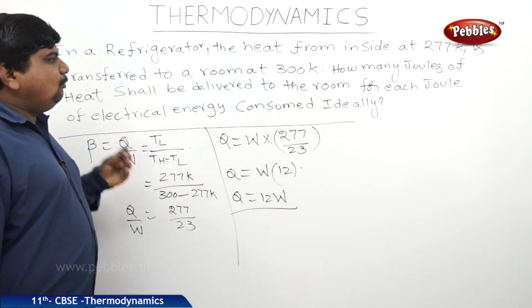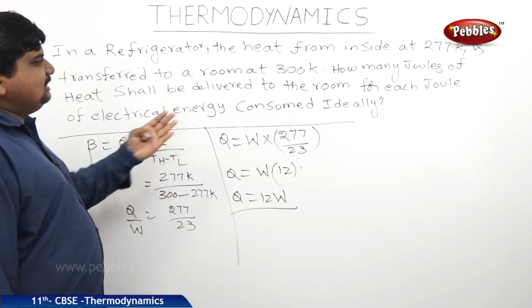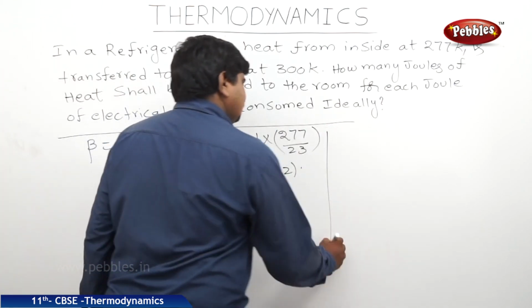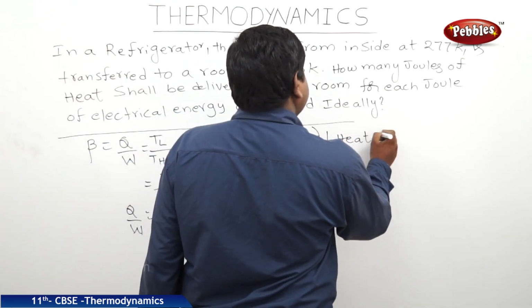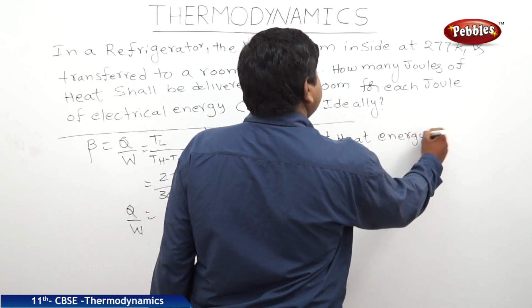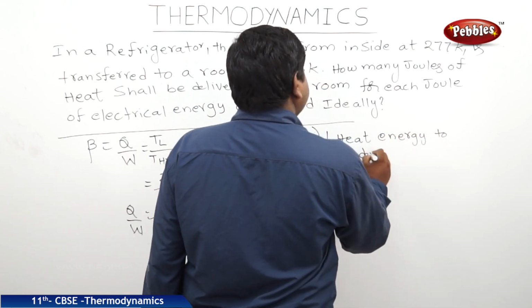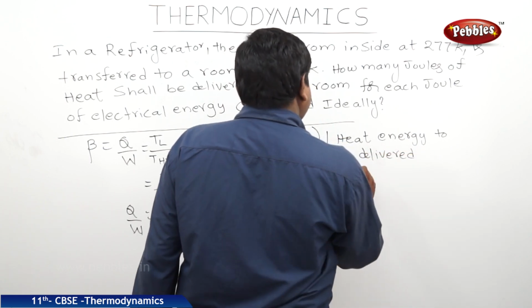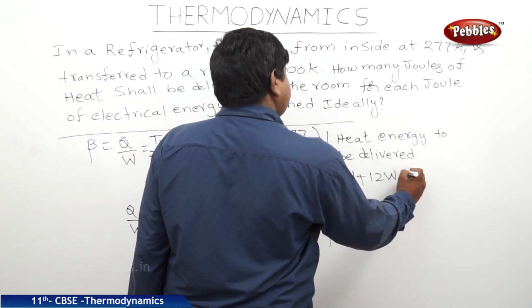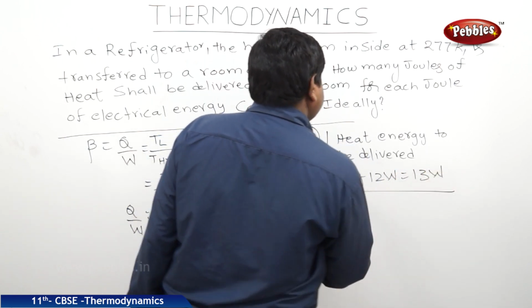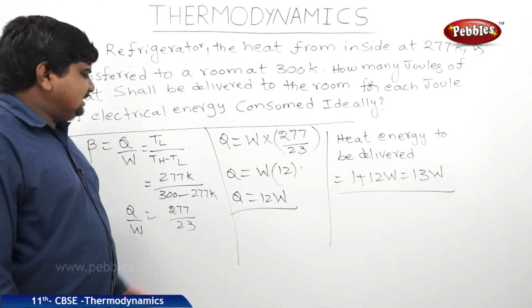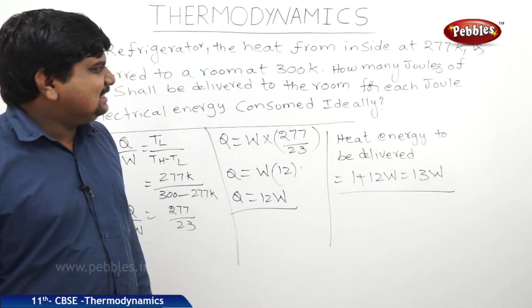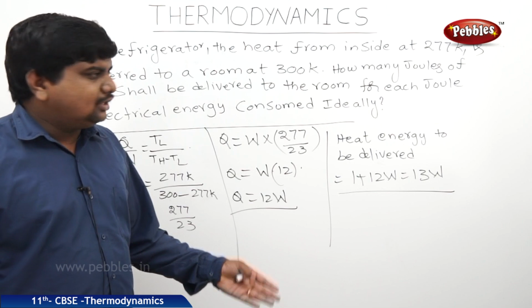So, he is asking how many joules of heat energy shall be delivered to the room for each joule. So, that means the heat energy to be delivered is equal to 1 plus 12, that is 13 joules. Because it is equal to 1 plus Q, therefore it is 1 plus 12, that is 13 joules of heat energy should be delivered for each joule consumed ideally.